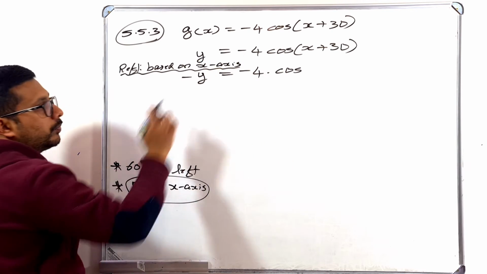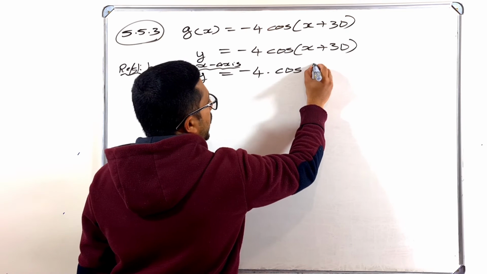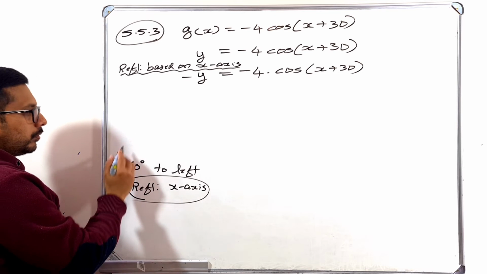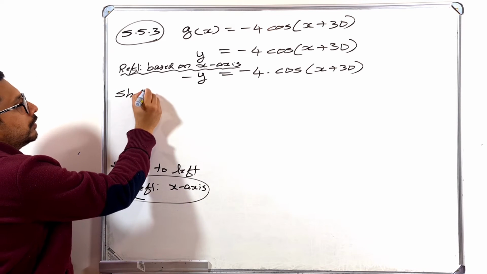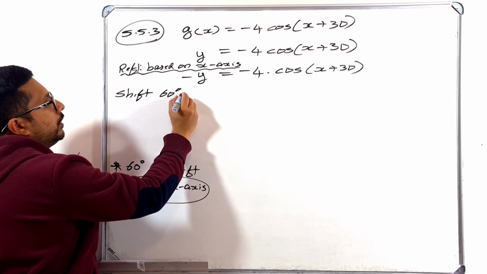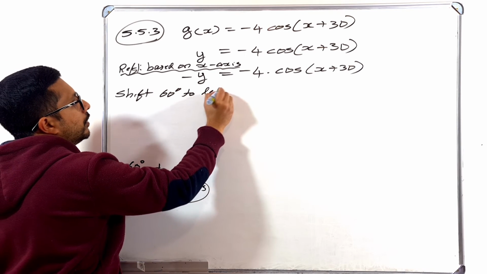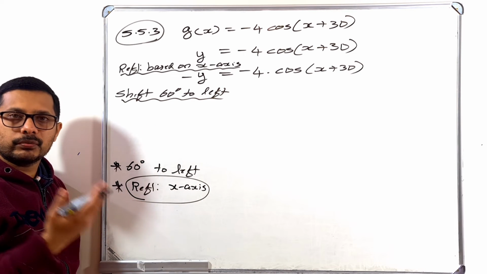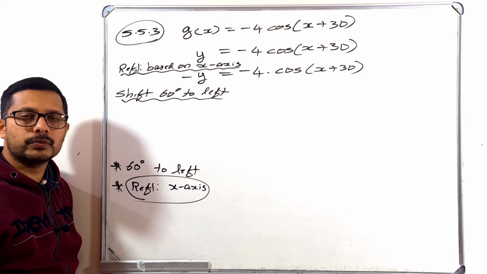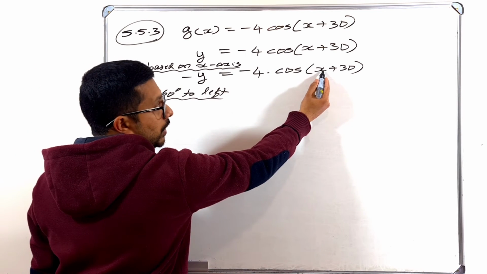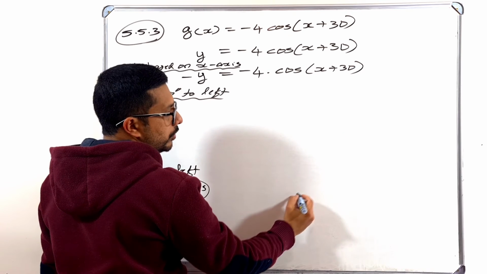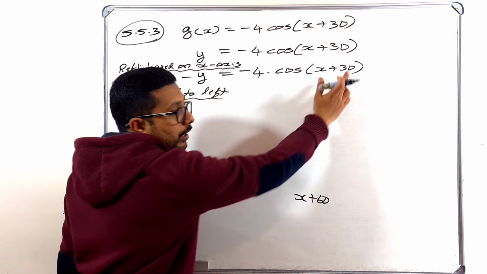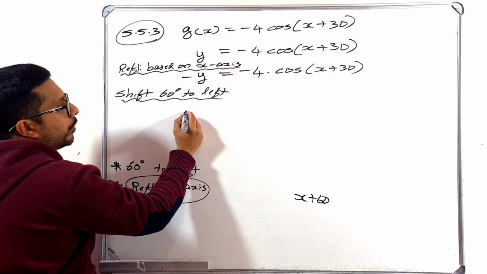That is how this y becomes minus y. Okay, cos(x + 30). Now the second one I'm going to do: shift 60 degrees to the left. So 60 degrees to the left means plus 60 to which one? To the x value. So this x is going to change as x plus 60, only x, but don't forget this 30 is there. Okay, so now look at how I'm going to write.